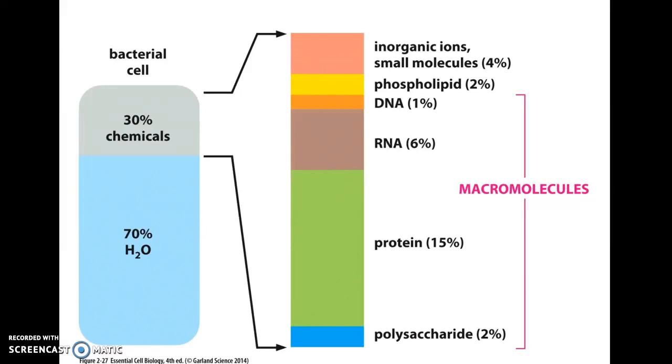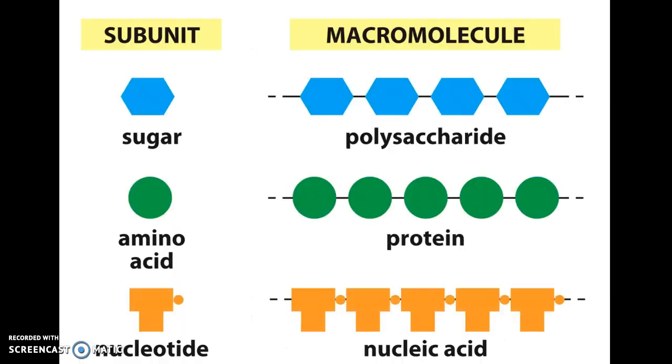So you are mostly water, 70% water, 30% chemicals, and the most common chemical that you're made out of is protein at 15%, and RNA, inorganic molecules, and so on to lesser degrees. So those macromolecules are going to be made out of those subunits, like I said. Polysaccharides are made up out of sugars, proteins are made up out of amino acids, and nucleic acids are made up out of nucleotides.